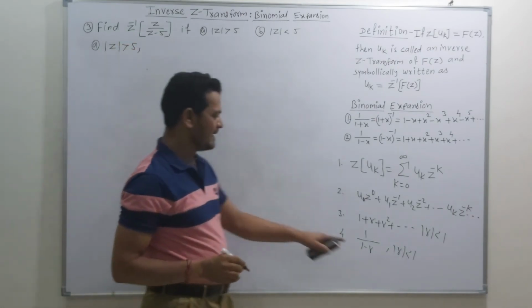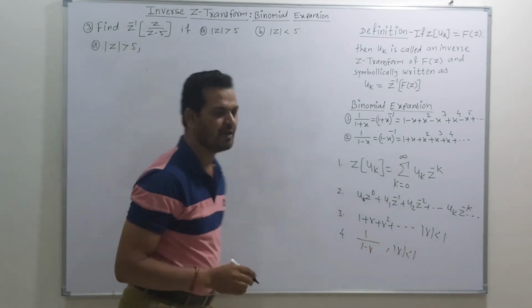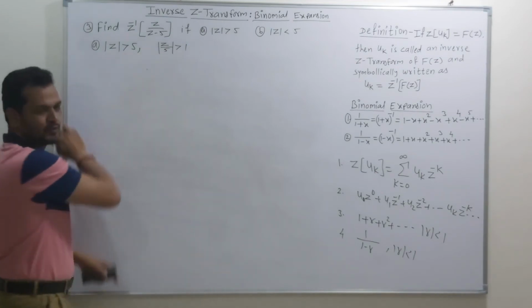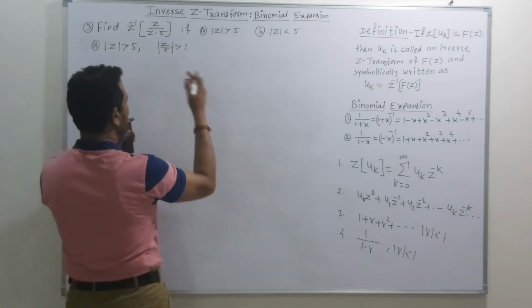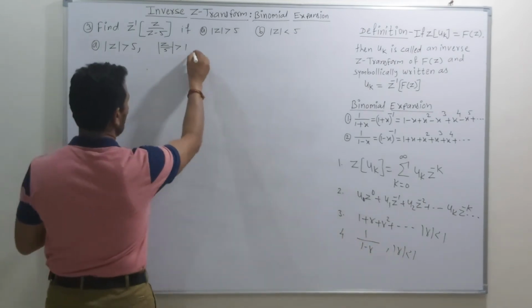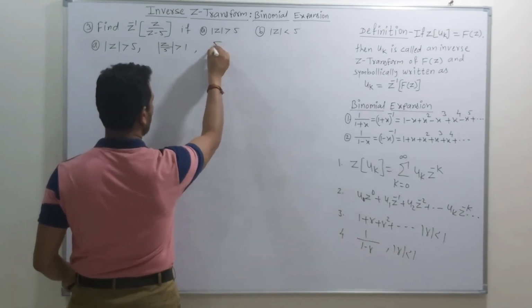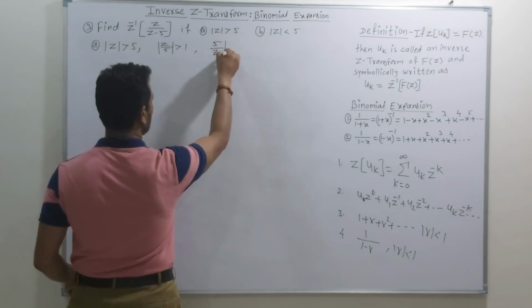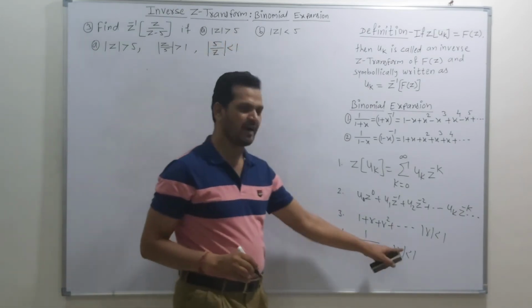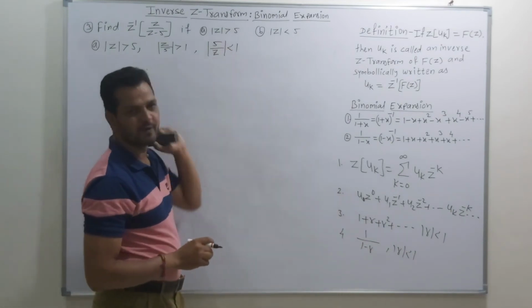Now friends, to write this as mod of r less than 1, we can easily write this as z upon 5 is greater than 1 after taking this 5 to the left side. But we require here condition that mod of r less than 1. According to this we can take the reciprocal, then we get this as 5 upon z is less than 1, so that we get the value of mod of r. So here r value is 5 upon z.